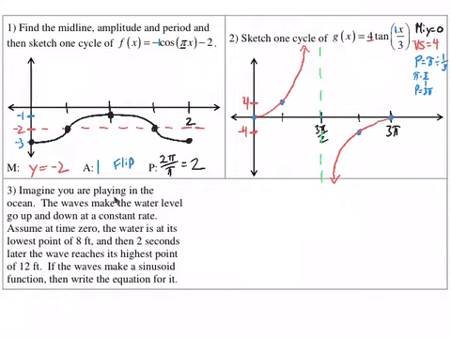All right, imagine you are playing in the ocean. The waves make the water level go up and down at a constant rate. Assuming at time 0, the water is at its lowest point of 8 feet, and then 2 seconds later, the wave reaches its highest point of 12 feet. If the waves make a sinusoidal function, then write the equation for it.